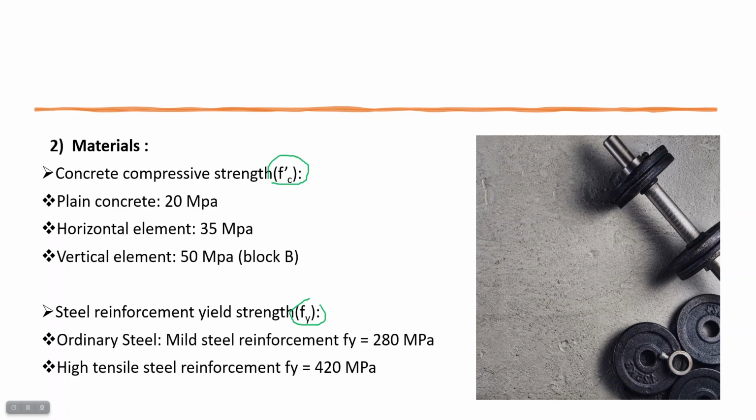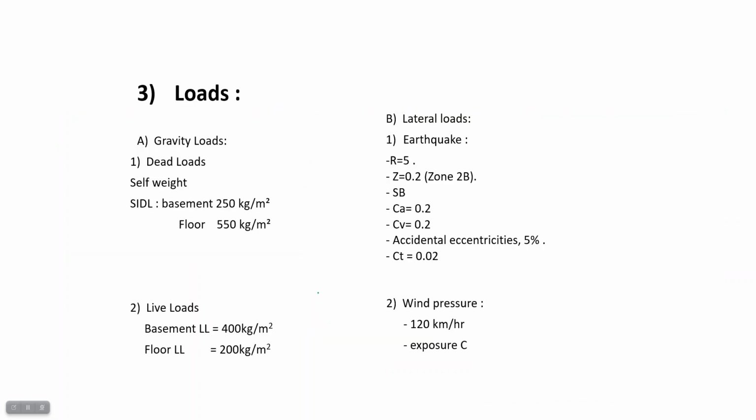Okay, so for the materials, we can just stick to this material specification related to concrete, f'c, and to steel, fy. We can change these, it's not a problem. We are going to use 20, 35 and 50 MPa for plain, horizontal and vertical elements. And we have two categories of steel, 280 and 420 MPa, for mild and high tensile steel.